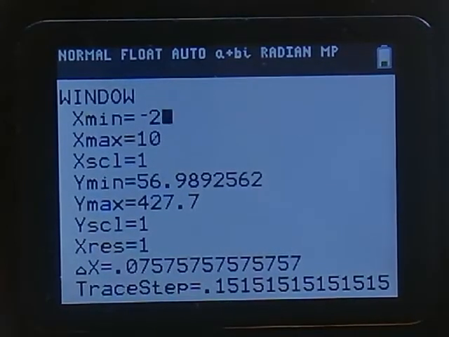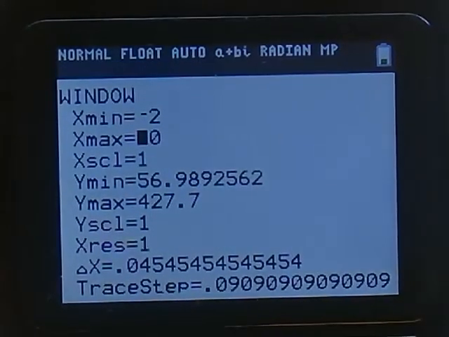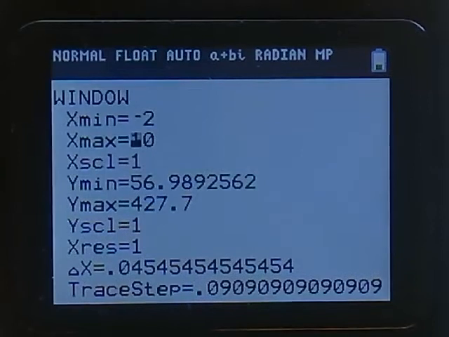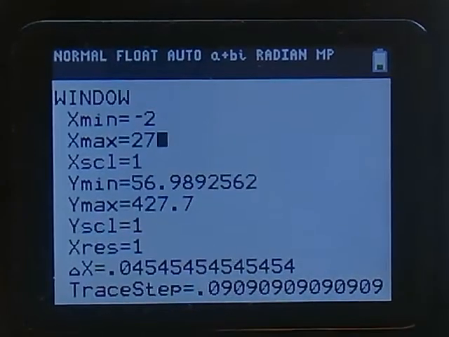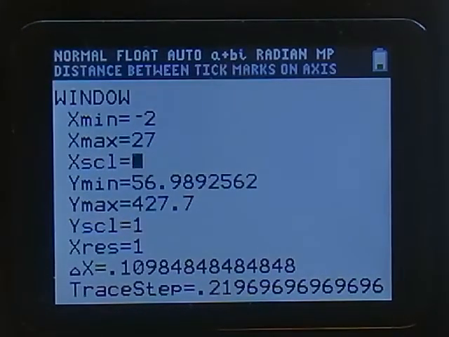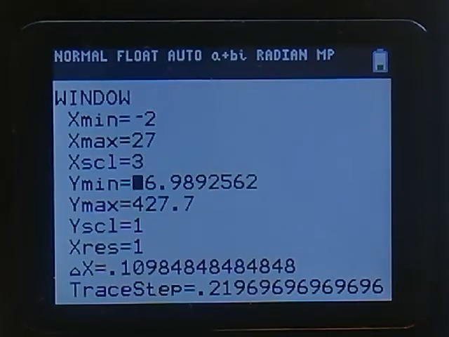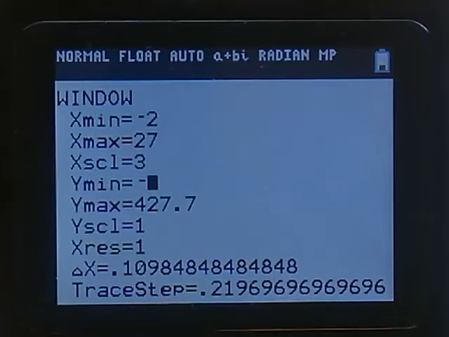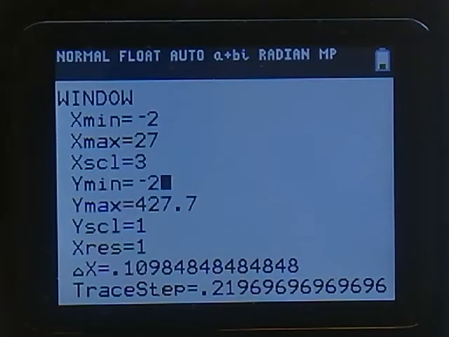And I need to have an x max. Remember that this is going to go up to the year 2000, which is about 25 years, so let's go a little farther than that. Let's say 27 years. And my x scale, well, if I go by ones, that's too many tick marks. Let's go by 3s. And then my y minimum, I want to go all the way down and see the x-axis, so let's put a little negative number in there.